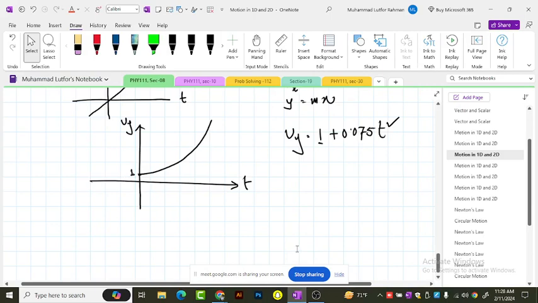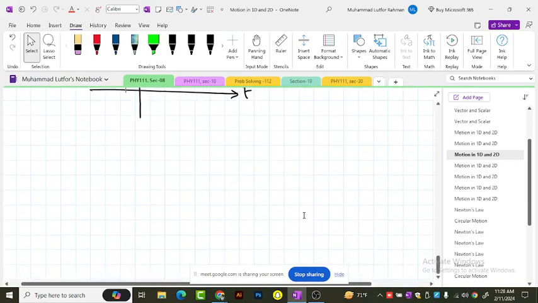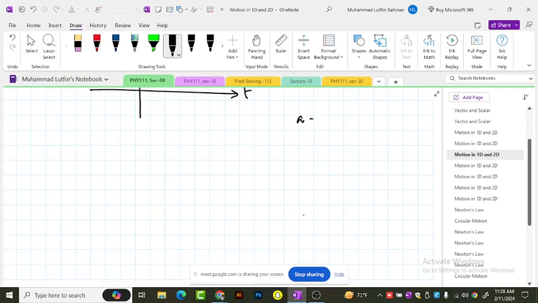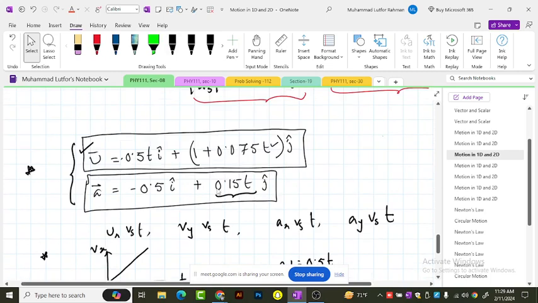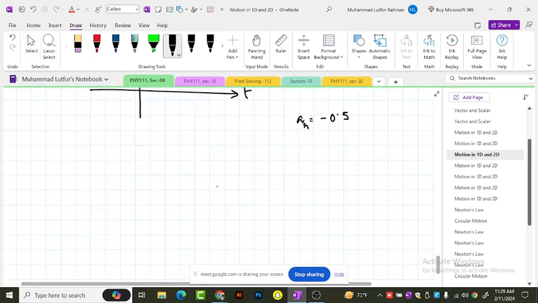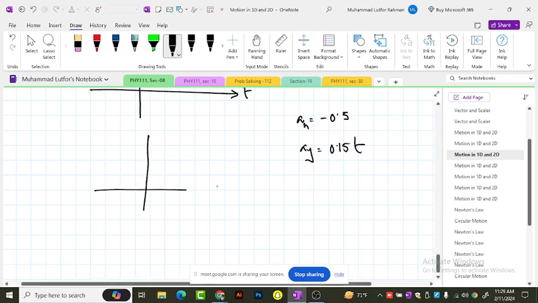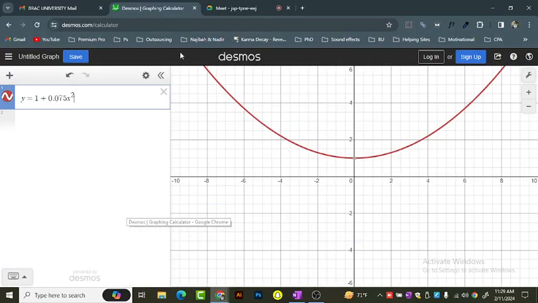All right, so now this is for ax versus t. What is the a function? Ax was minus 0.5, right? And ay actually is 0.15 t. Now tell me, what should that ax versus t curve be? A line parallel to the x-axis. Parallel to the x-axis.